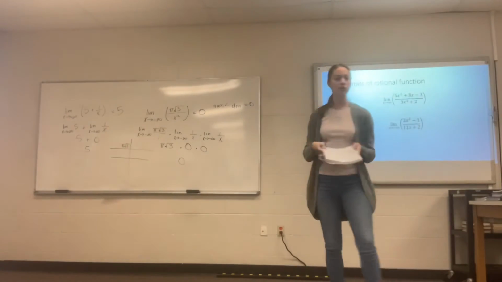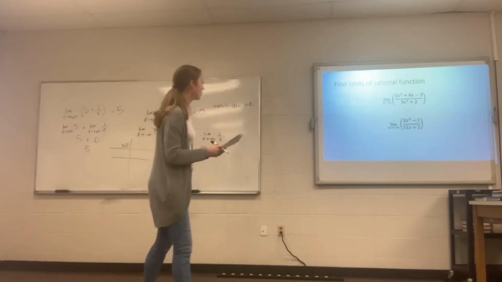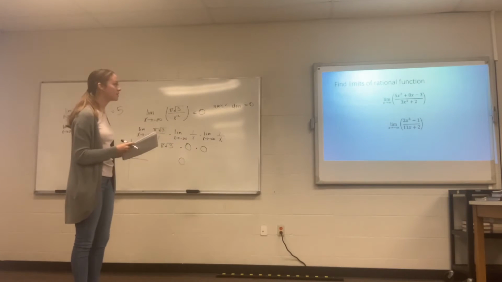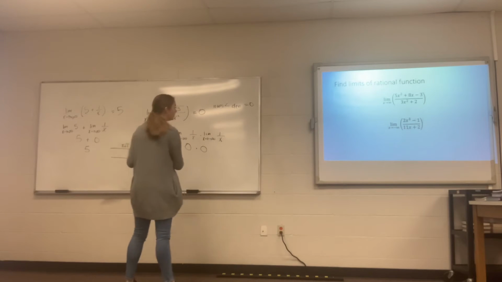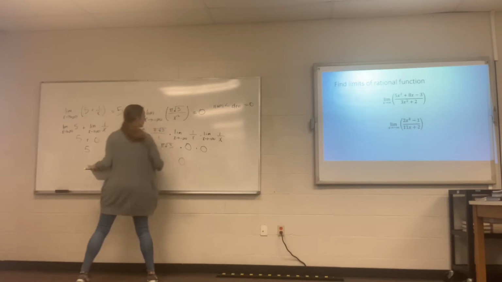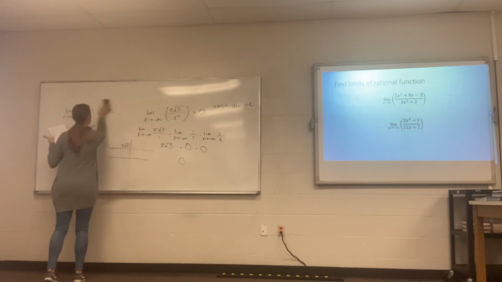Okay, so let's go ahead, let's do a couple other ones. So the first one, it says find my limit as x approaches positive infinity of 5x squared plus 8x minus 3 over 3x squared plus 2.